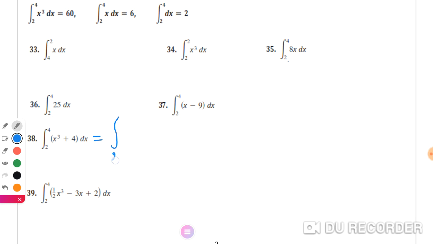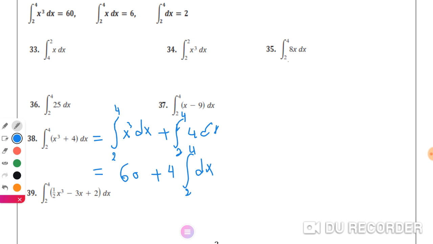It will be the definite integral from 2 to 4, x to power 3 dx, to show you how we get it, plus the definite integral from 2 to 4 of 4 dx. Some of you can write it without all of these steps, but to avoid any careless mistakes. I know this value, which is 60, as given, plus 4 multiplied by the definite integral from 2 to 4 dx. It is given. It will be 60 plus 4 multiplied by 2, which is 8. It will be 68.